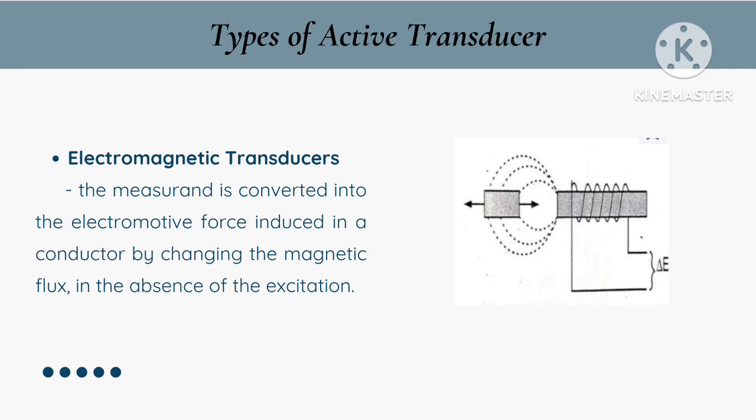The diagram shows a conductor, represented by a rectangular block, placed within a changing magnetic field. This changing magnetic field is typically generated by the measurand itself. As the magnetic flux linking the conductor changes, an EMF is induced across the conductor's terminals. According to Faraday's law of induction, this induced EMF is proportional to the rate of change of magnetic flux. The induced EMF is then measured, providing a signal directly related to the measurand.